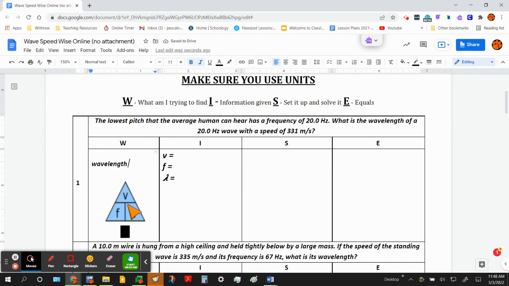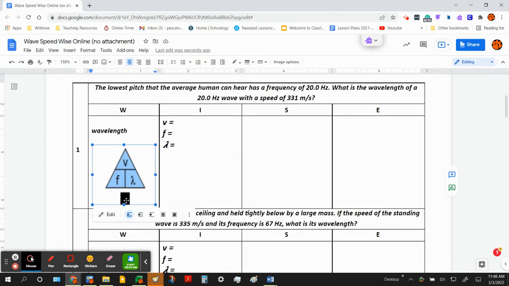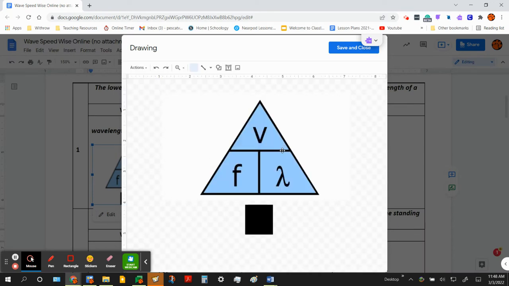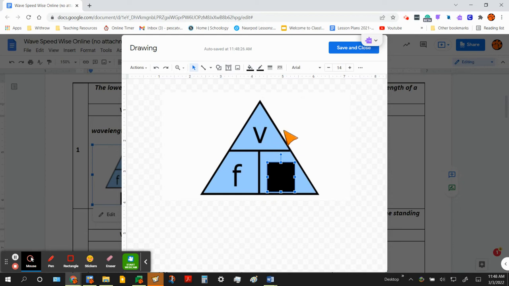Now that you know the wavelength, we're going to tackle the triangle here. In this triangle, I have an editable picture. So all you got to do is double click on it or click edit. This helps you practice what to do. What you need to do next is cover up the wavelength because that's what you're trying to find. The wavelength symbol is the lambda right here. So you click and drag this so it covers up lambda. And you can see that it easily reveals that V divided by F is the correct answer. So you're going to divide your speed by your frequency. Save and close.